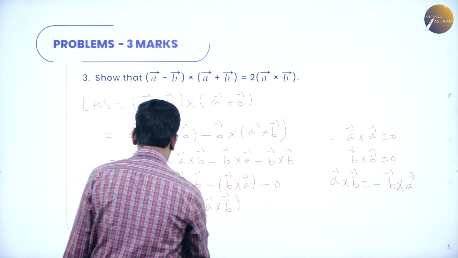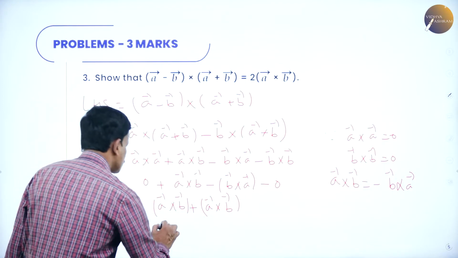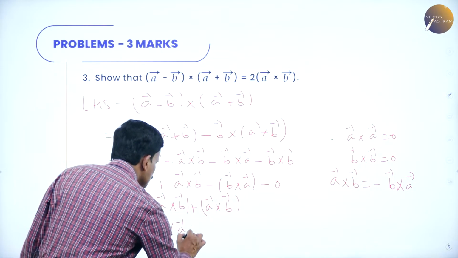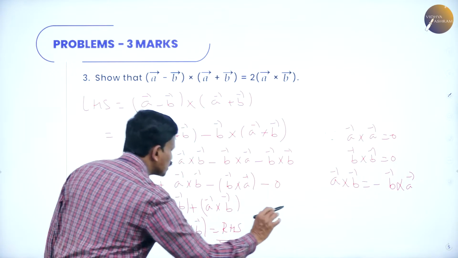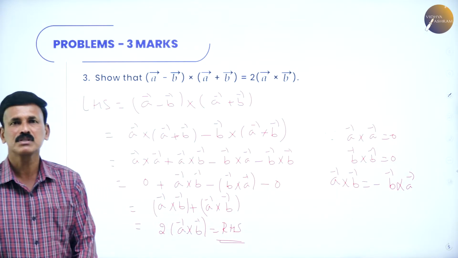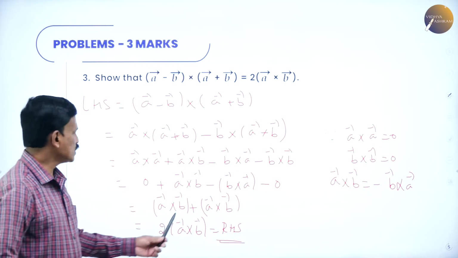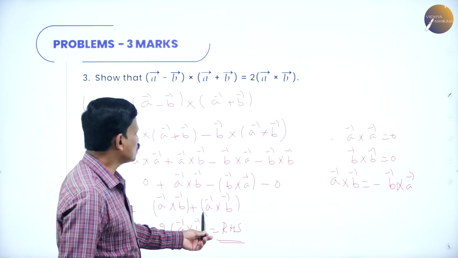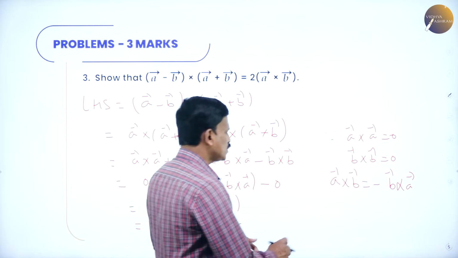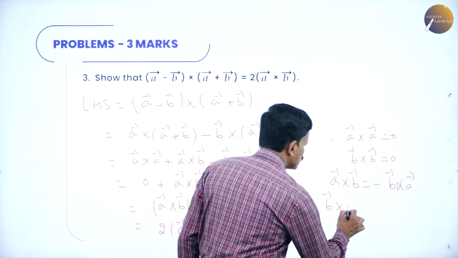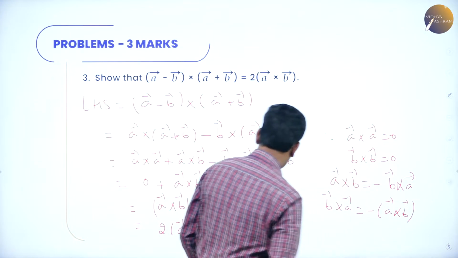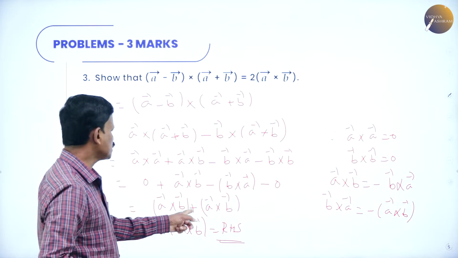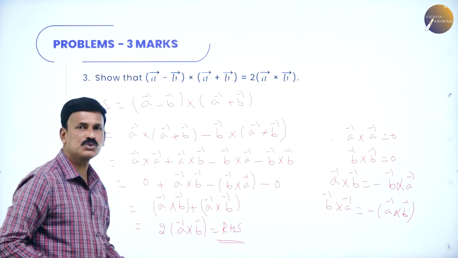So this is nothing but A cross B plus A cross B, which is equal to 2 times A cross B. This is the required RHS. That's it. 2 times A cross B. Very simple. So just transfer: B cross A is also equal to minus of A cross B. So this minus and minus becomes plus. A cross B plus A cross B is 2 times A cross B.